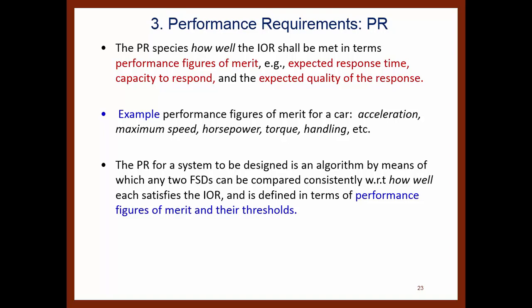Okay, something that we can use as an example, going back to the car, maybe our goal in the input-output requirement is to improve gas mileage. But now in the performance requirement, we want to specify by how much. So we are going to add some performance figures of merit: expected response time, capacity to respond, and expected quality of the response. For example, performance figures of merit for a car could be acceleration, maximum speed, horsepower, torque, and handling.